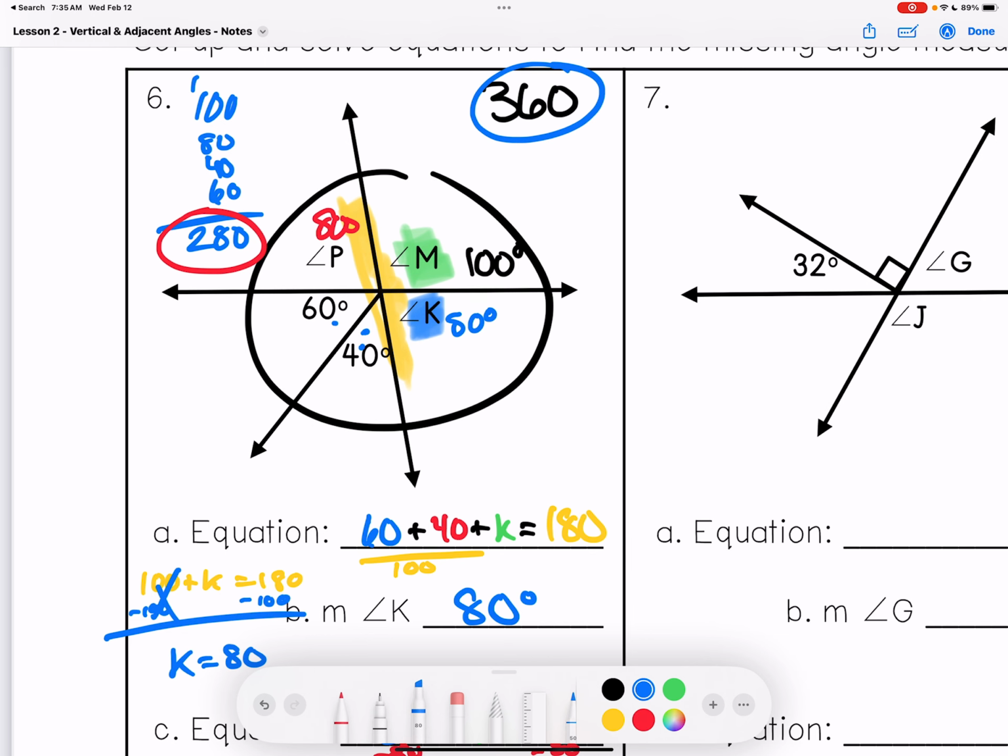So, guess what? Let me erase this. So guess what? These two are vertical angles because they are the same thing and they're across from each other. So if it asks you which two are vertical angles, you would be able to tell me, K and P. Because they are the same thing and they're across from each other. They're catty-cornered.